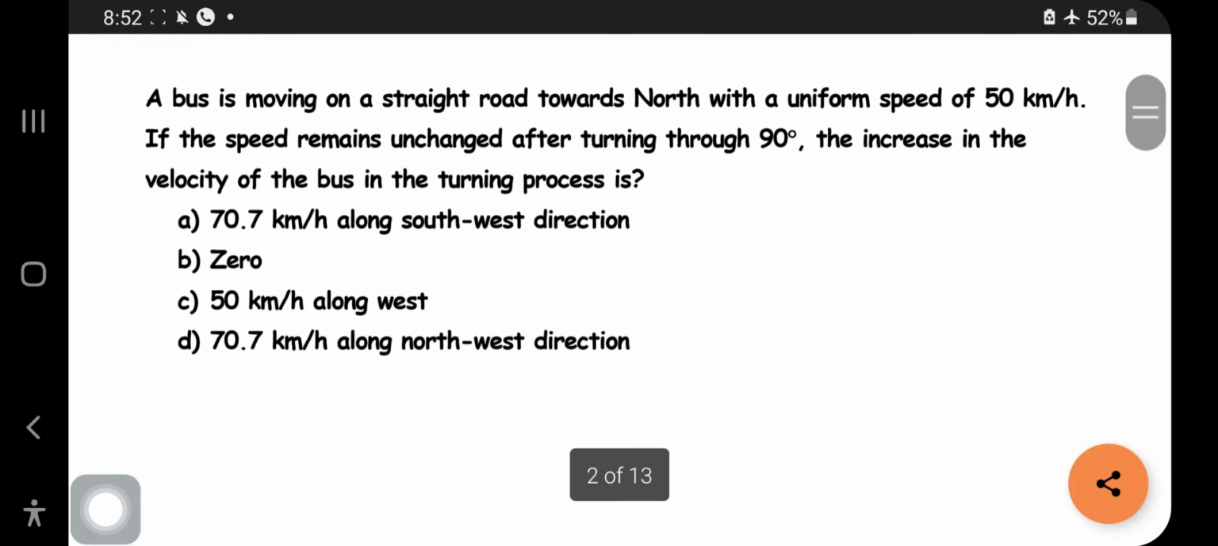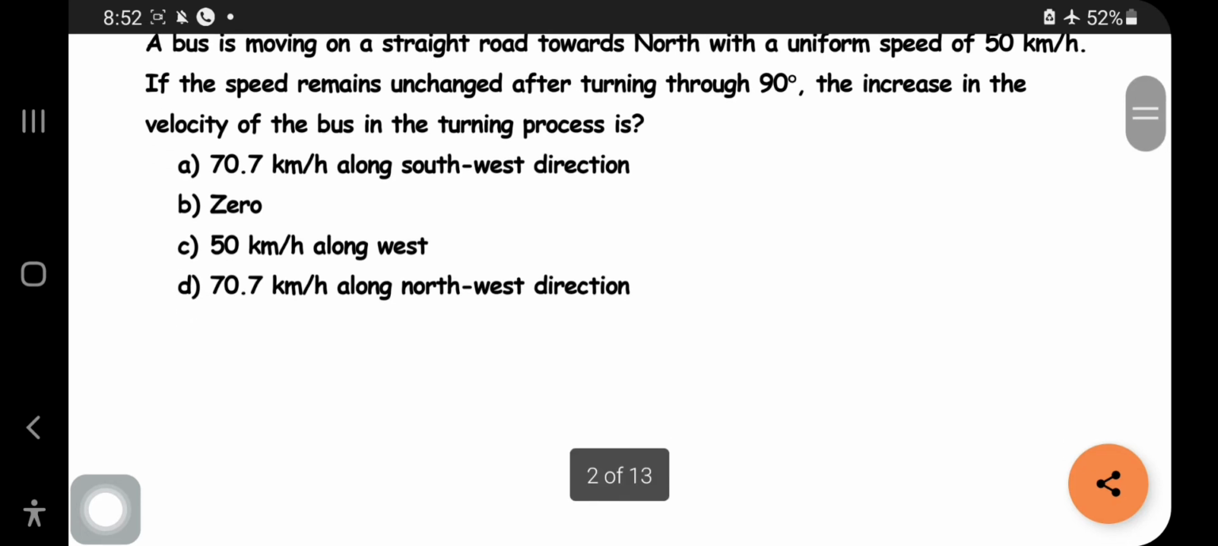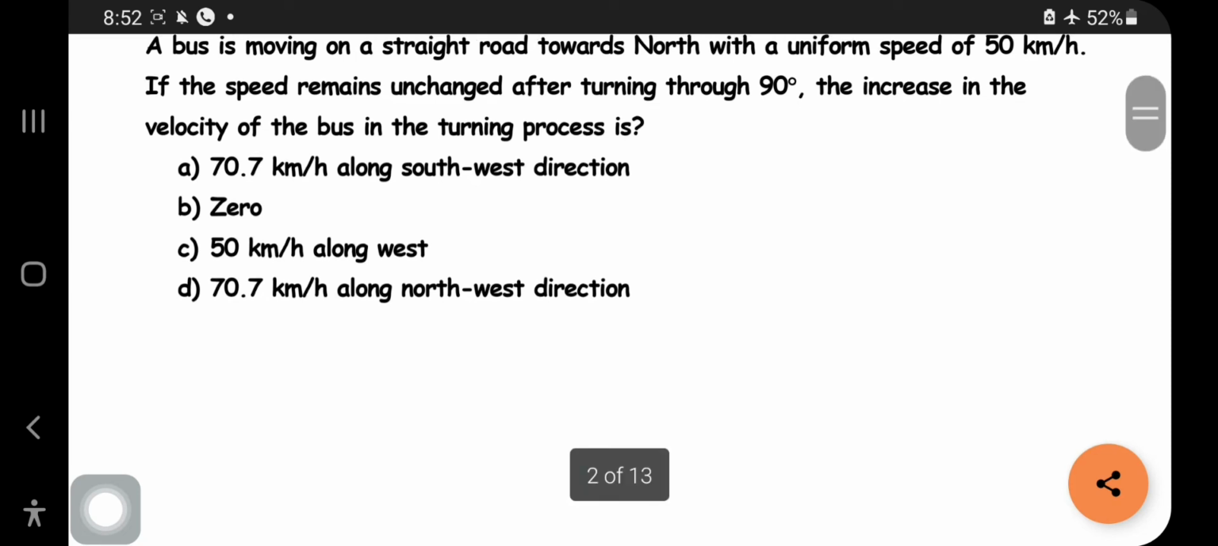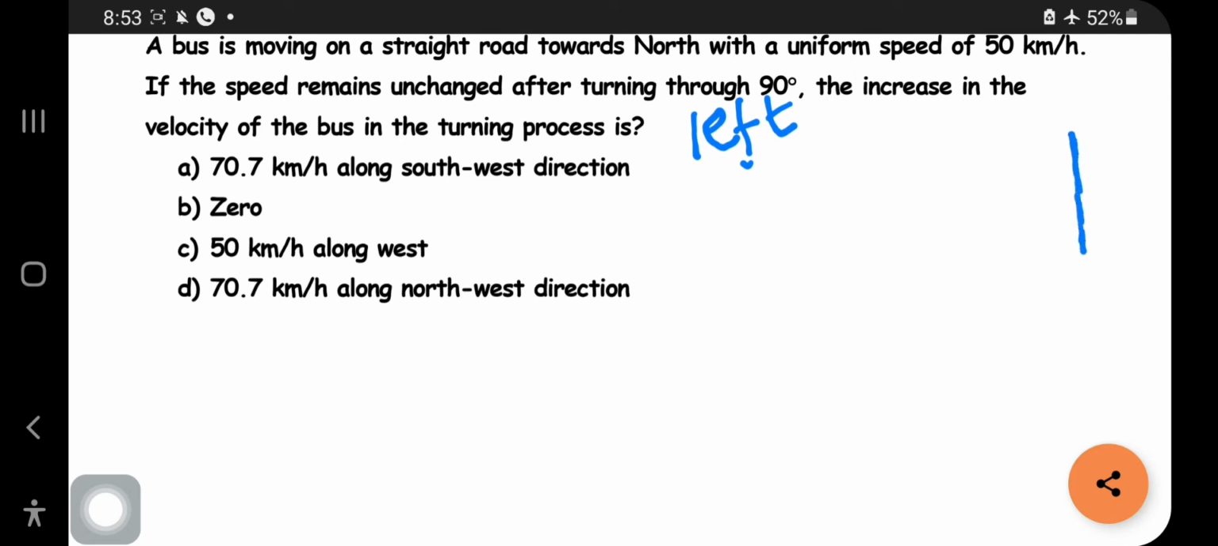So the first expected question is related to vectors, and it relates to resultant vectors. A bus is moving on a straight road towards north with a uniform speed of 50 km per hour. If the speed remains unchanged after turning 90 degrees left. So first we will take the diagram. This is a diagram oriented question. First, the bus is moving in a straight line with 50 km per hour.